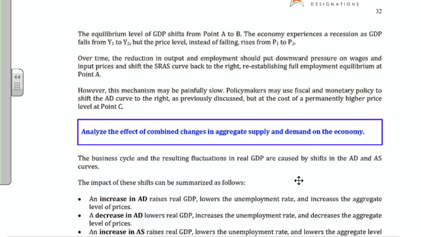How do we combat this? Policymakers can use fiscal and monetary policy to shift the demand curve to the right. But the problem is, as soon as you start to shift demand to the right and increase the demand, you're going to make your higher prices more of a permanent nature.